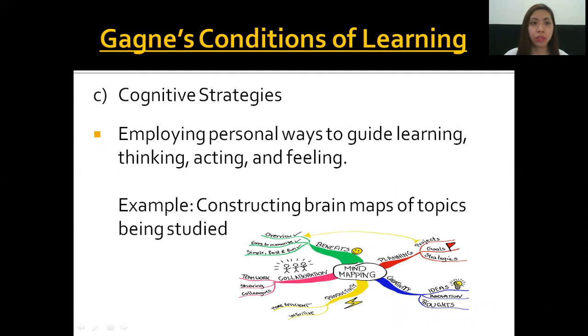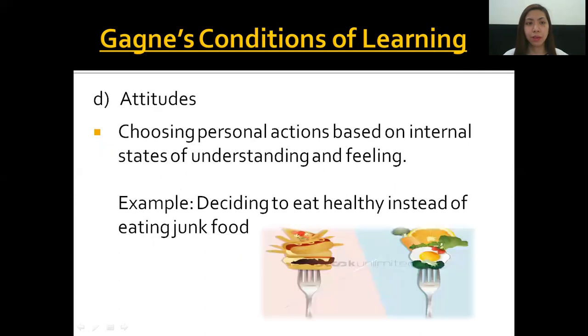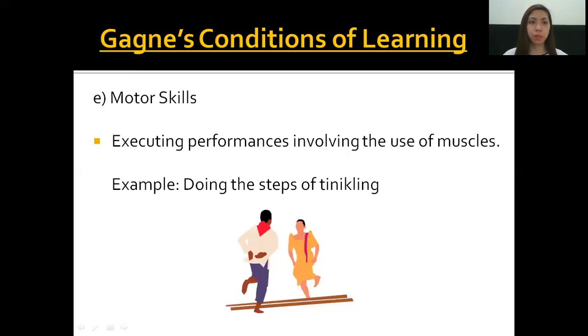Cognitive strategies involves employing personal ways to guide learning, thinking, acting, and feeling. Example is constructing brain maps of topics being studied. Then we have attitudes, which is choosing personal actions based on internal states of understanding and feeling. Example is deciding whether or not to eat healthy instead of eating junk food. And lastly, we have motor skills, which is executing performances involving the use of muscles. Example is doing the steps of tinikling.